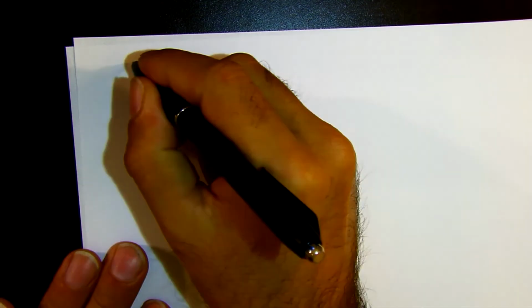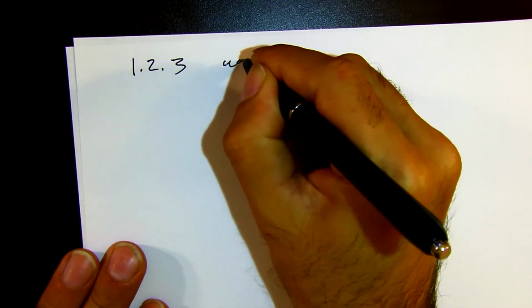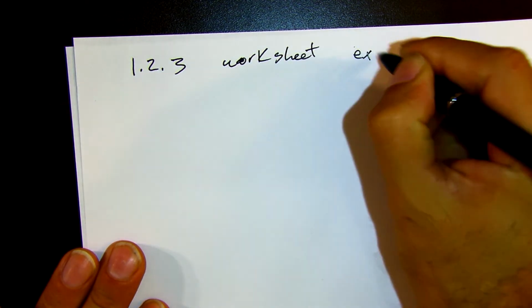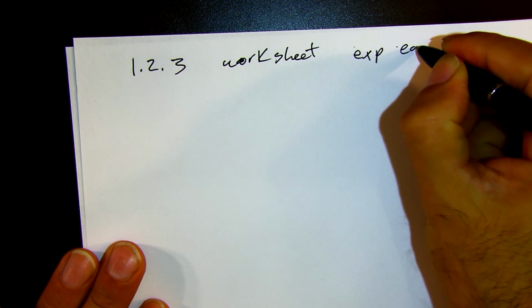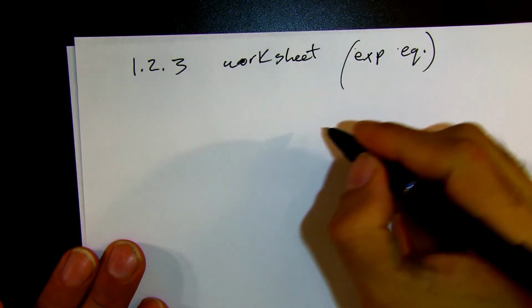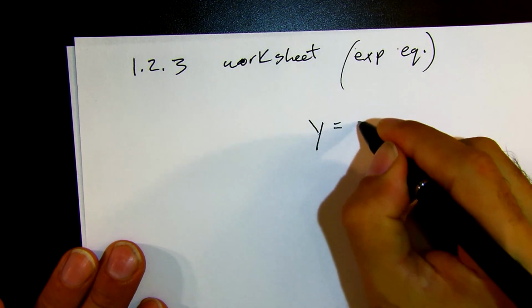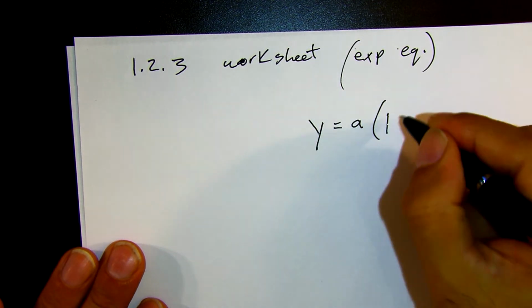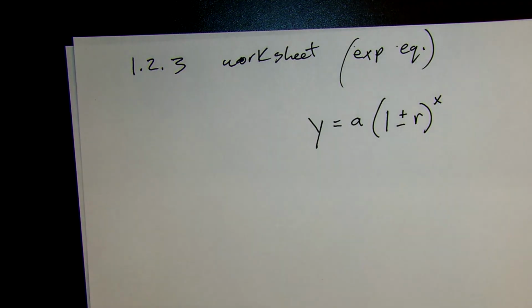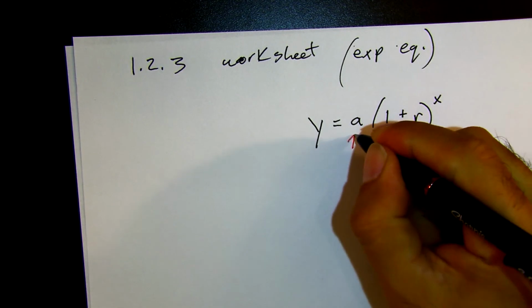All right. So let's look at this. This is that one worksheet. This is 1.2.3 worksheet, right? And this was just looking at our exponential equations. We're going to create exponential equations. So the main thing for this is to write this equation down, because this is our main equation. Okay, 1 plus or minus rate to the x. And it might look, when you're doing these problems, like there's so much information to put in there, but there isn't.